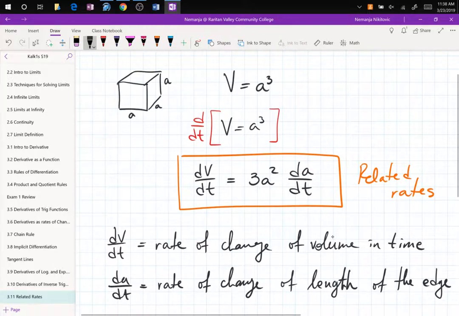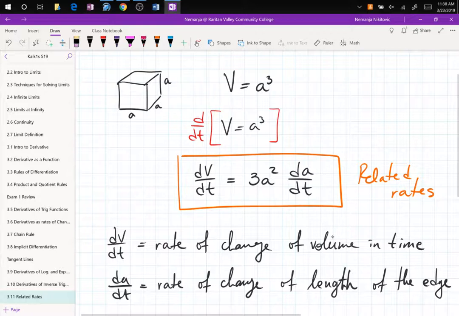So if one gets bigger, the other one must get bigger. If one gets smaller, the other one must get smaller. Because it's always multiplied by a positive number here. In order for you to have a cube, you have to have a positive measurement for the side. When you square it, it's still positive. 3 is positive, so this number is always positive. That means that the sign of this value and the sign of this value is always the same.